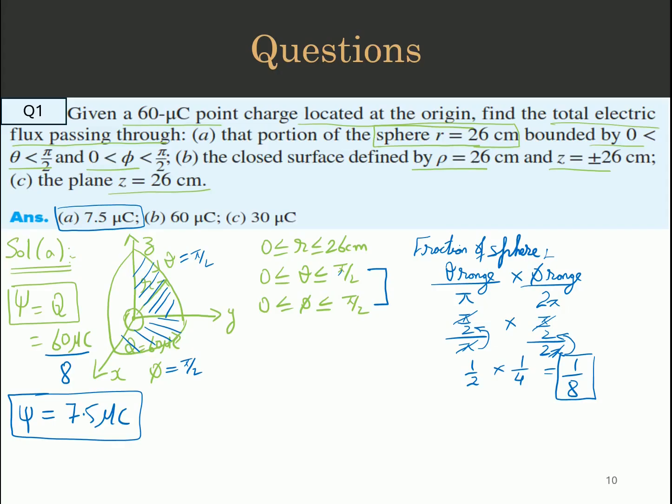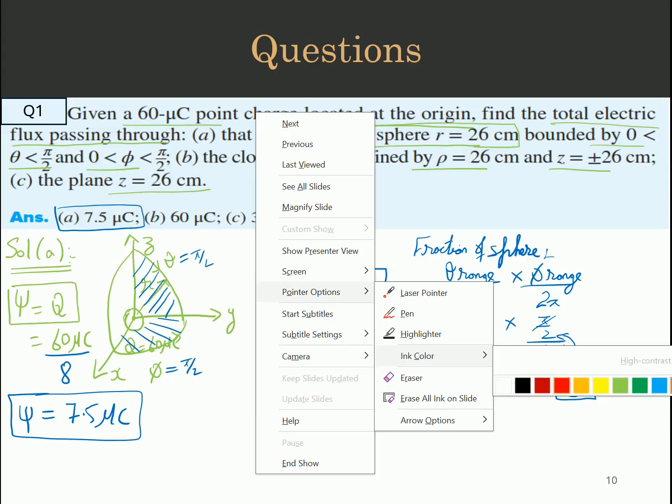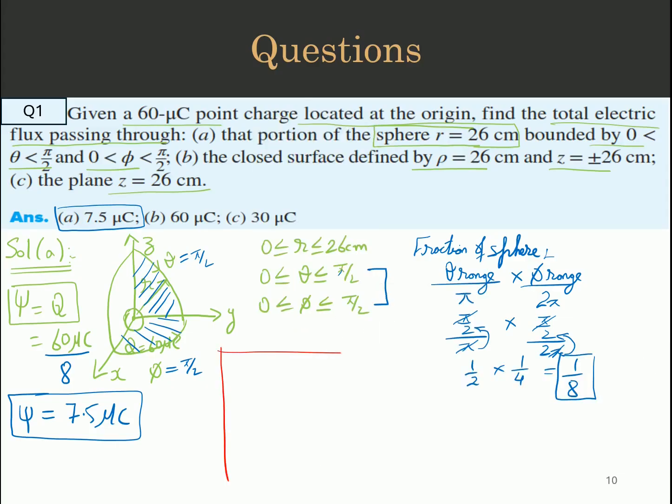Now let us go to the second part and see what we can do. I'll use this space. We have to work with the cylindrical coordinate system because the variables are rho and z. So let us draw the cylindrical coordinate system, again starting with the right hand rule: this is my y, this is x, and this is z. The cylindrical coordinate system will have a value of phi. If z is at plus minus 26, my cylinder will be something like this.